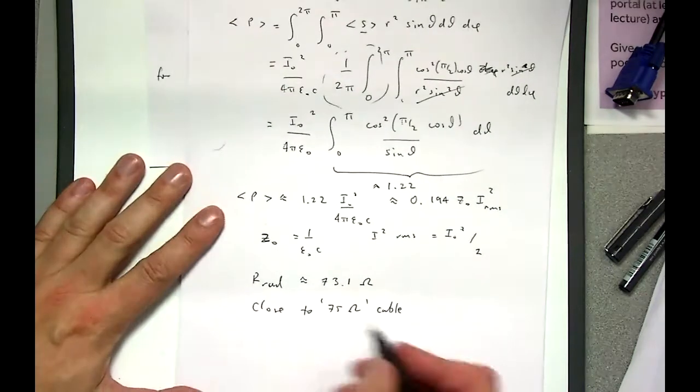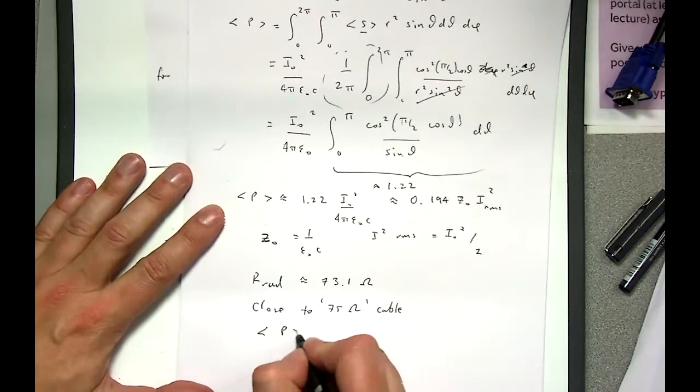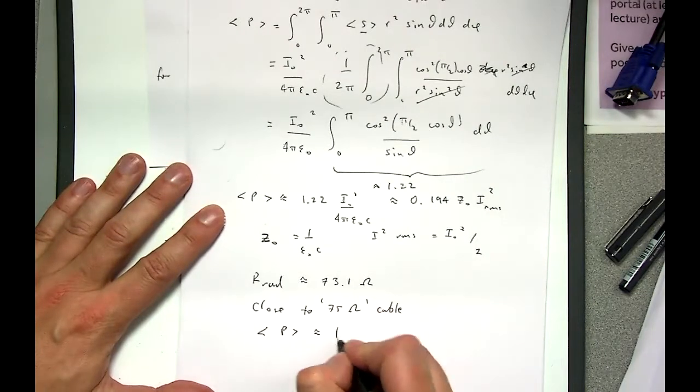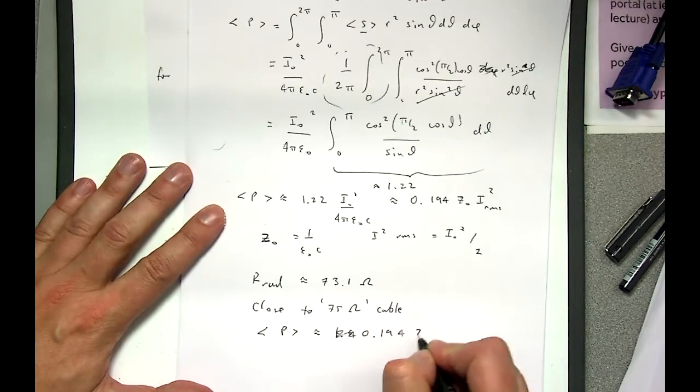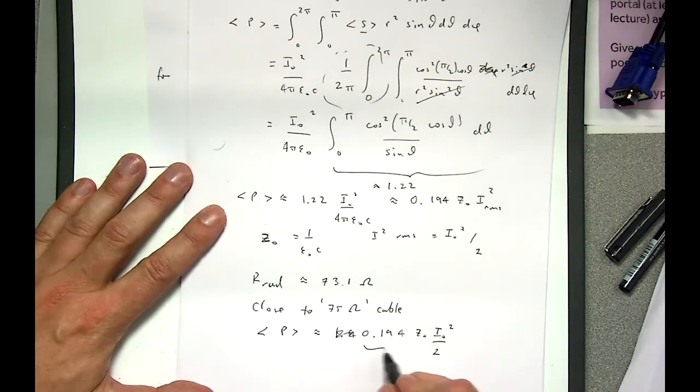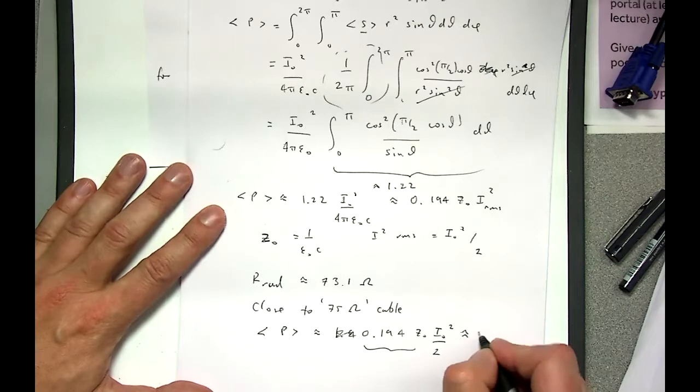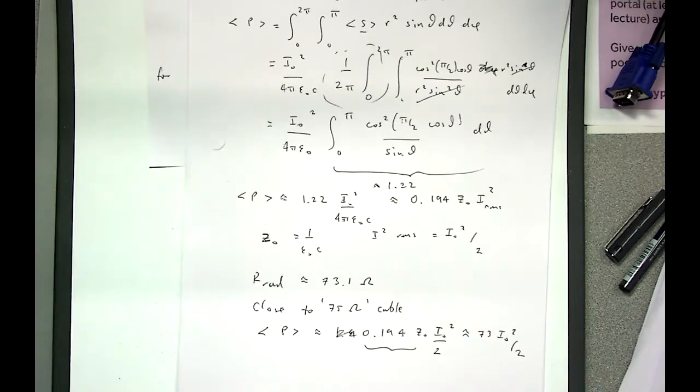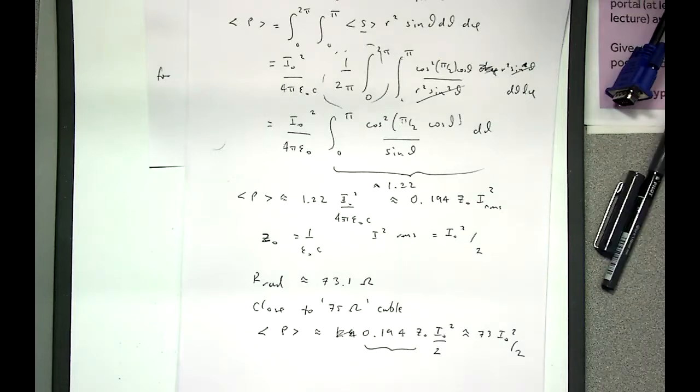talk about waveguides. So the average power emitted by a half-wave antenna, we'll write it one more time, is about 0.194 Z0 I naught squared over 2. Okay, so this is the impedance. It's about 73 I naught squared over 2. And if you connect it to your power supply with a 75 ohm cable, then you won't get any reflections from one end to the other. All right.